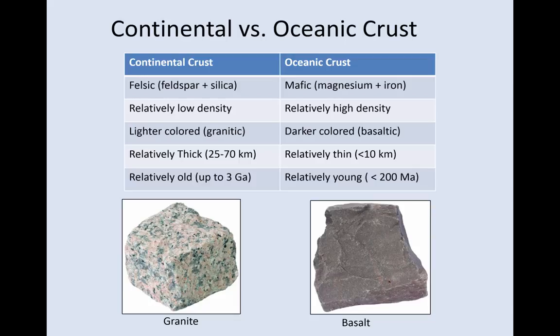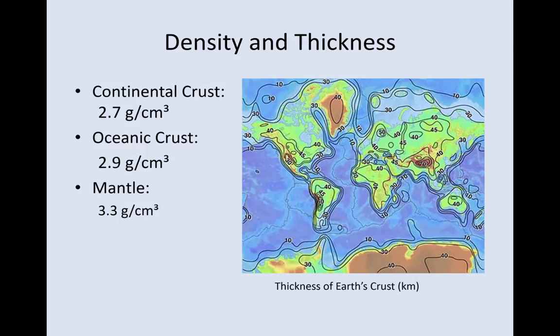Continental crusts have relatively low density, whereas oceanic crusts are denser. Continental crusts tend to be lighter colored, whereas oceanic crusts are darker. And here's where we actually start seeing a story starting to emerge. We can think of continental crusts as being relatively thick and relatively old, whereas oceanic crusts are relatively thin and relatively young. So here's a little bit more of a demonstration of the differences between these.